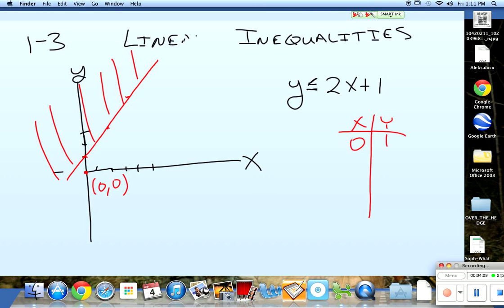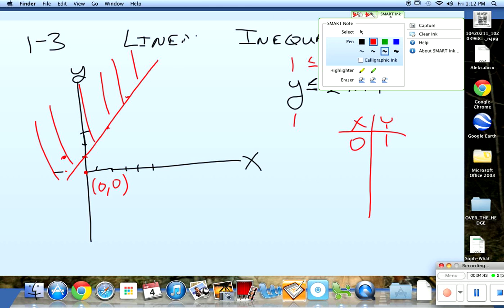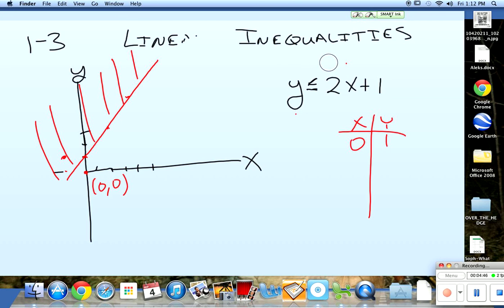So if I took, let's say, negative 1, 1. If I put 1 in for y, and negative 1 in for x, so 1 here, is that less than or equal to negative 2 plus 1? No. So we shaded the wrong side, didn't we? If I put 0 into this, I trusted you guys on this. Did you throw me for a loop? Huh? Did you throw me for a loop?